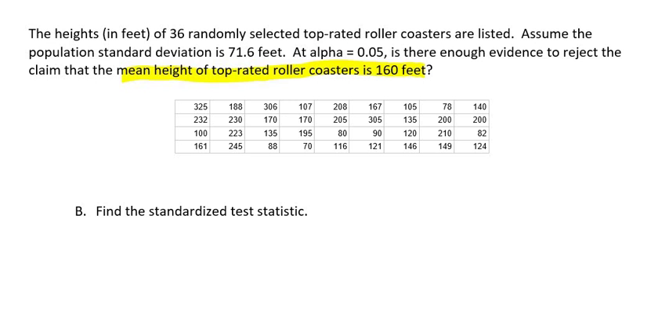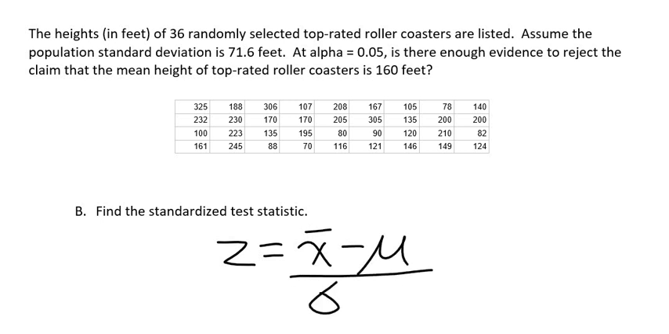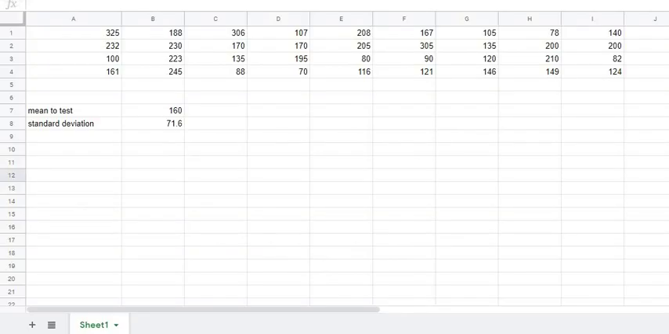Part B, find the standardized test statistic. For this one, we're going to use Google Sheets. Recall that the formula for finding the standardized test statistic is x bar minus mu divided by sigma divided by the square root of n, where n is the sample size. We're going to use Google Sheets to calculate the mean of the sample, and then we'll also use it to calculate the z-test statistic. Here I have Google Sheets opened up, and I already have my data entered.